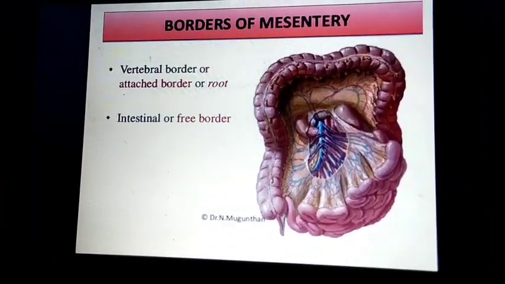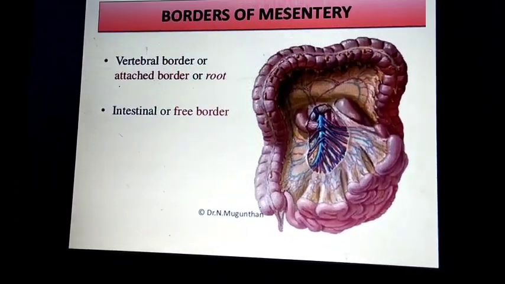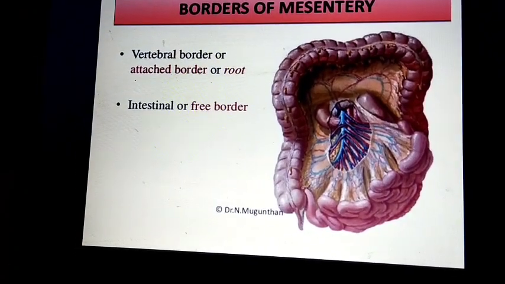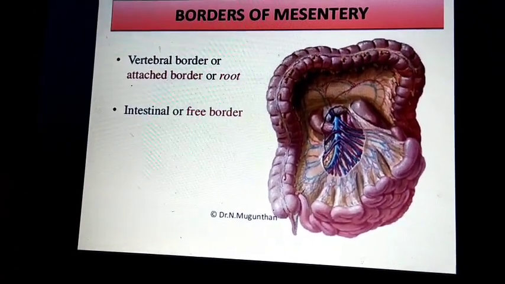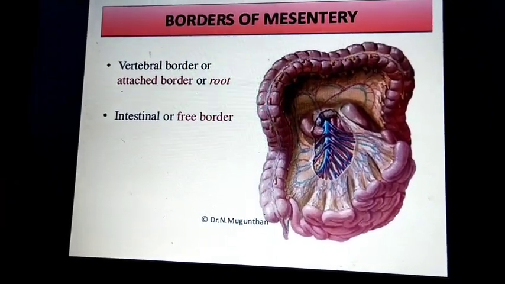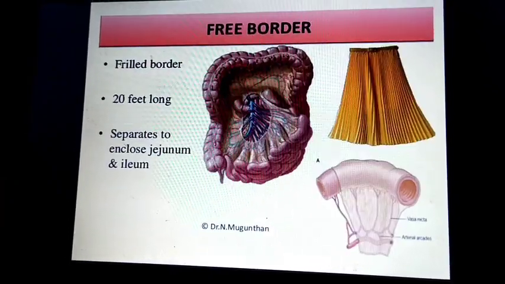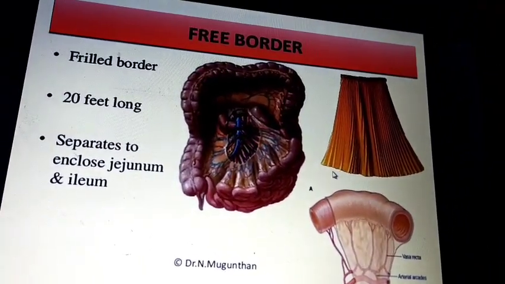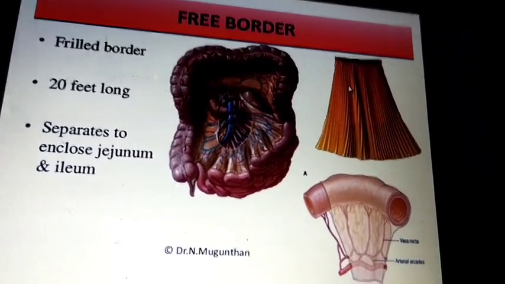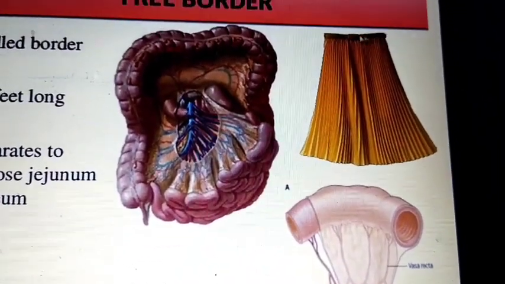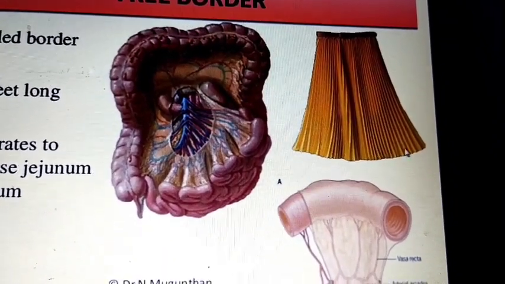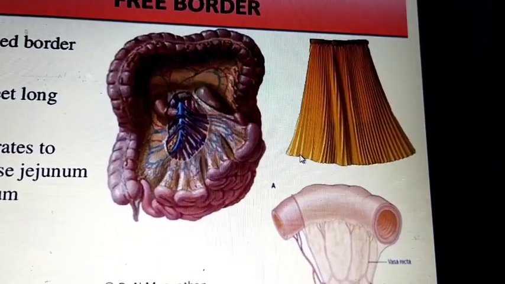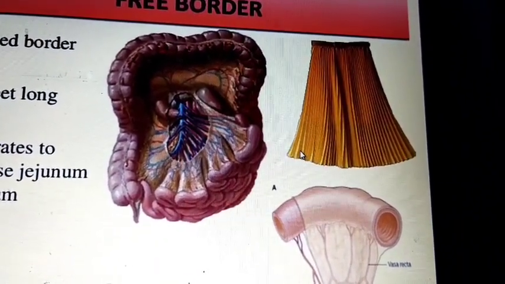So the borders of the mesentery are the vertebral border, also called the attached border, fixed border or root of the mesentery, and the intestinal border, which covers the intestine, also called the free border. Now, what is the free border like? The free border is frilled. If you take a curtain, this is the fixed part and this is the free part. The free part looks frilled, or you can say folded.